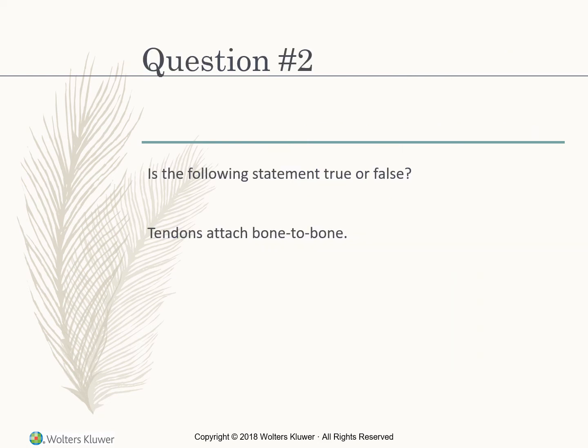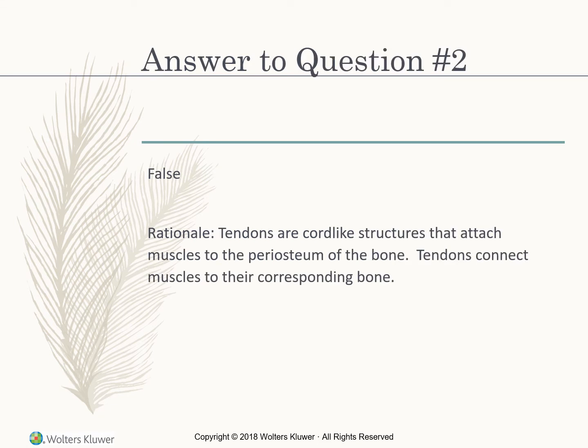Question number 2. Is the following statement true or false? Tendons attach bone to bone. The answer is false. Tendons are cord-like structures that attach muscles to the periosteum of the bone. Tendons connect muscles to their corresponding bone.